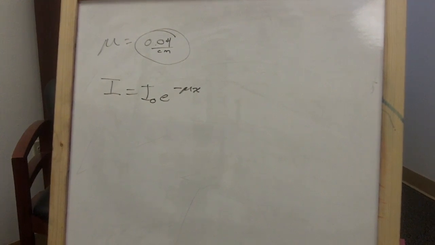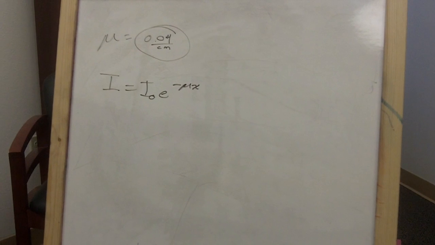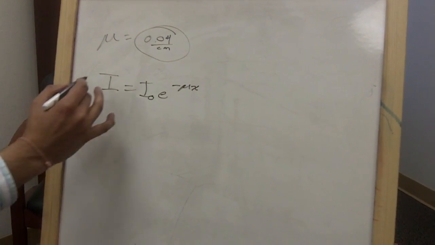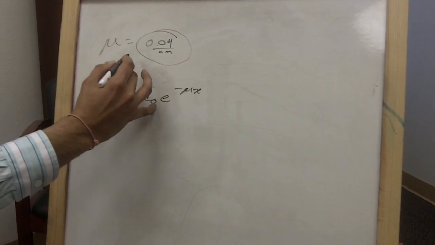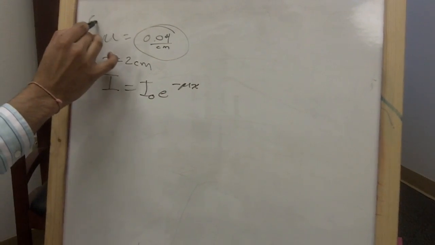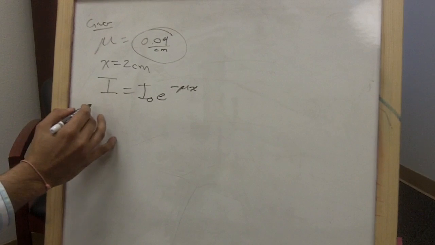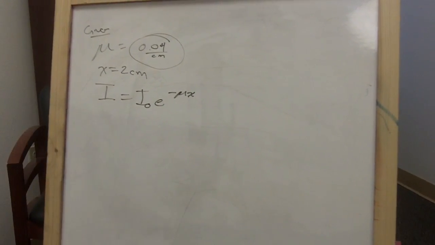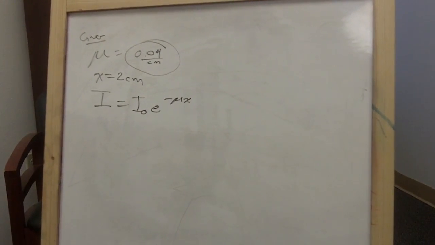We know our formula, so let's go to 3b. What have they given us? They've given us the mu, and what else? 2 centimeters, which is your thickness, x. So this is your given. And what are we looking for? Your intensity. We're looking for the fraction of the beam transmitted, or the fraction left over.